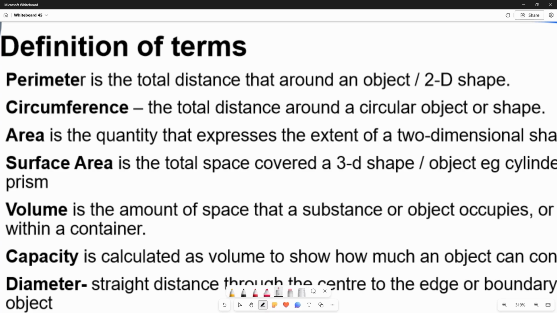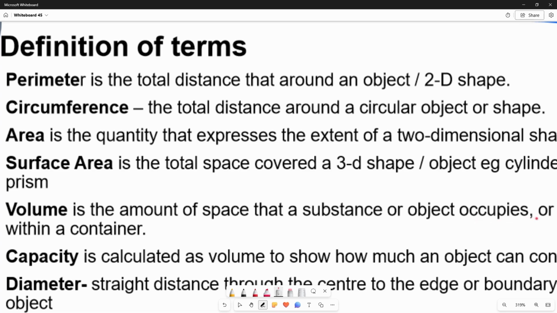For surface area, we say covered. And for volume, we are saying occupying. These two terms are very important. You need to know that for area, we use the word covered, and for volume, we use the word occupy.